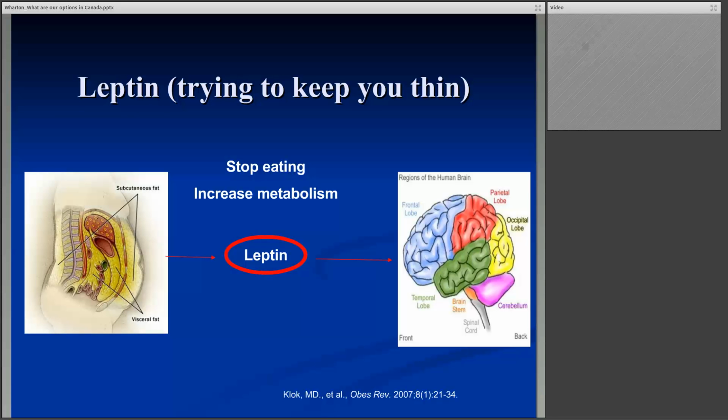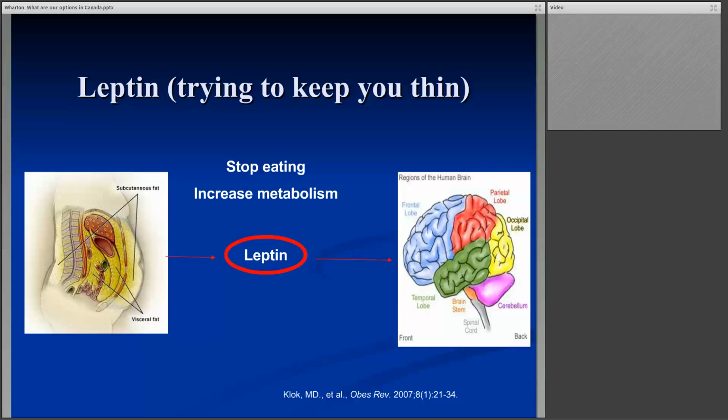So the question is, do people living with obesity have a high level of leptin or a low level of leptin? Most people would think that the answer is they have a low level of leptin, because clearly this hormone is not working to have them stop eating. It's not increasing their metabolic rate, and they're continuing to put more and more energy into the fat cells.